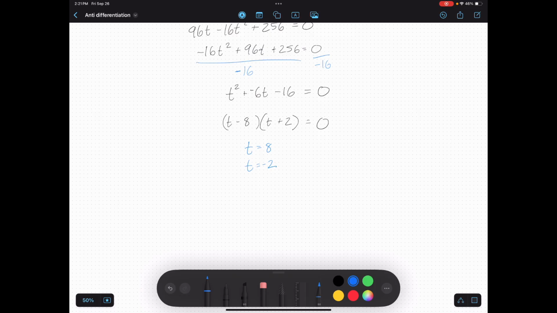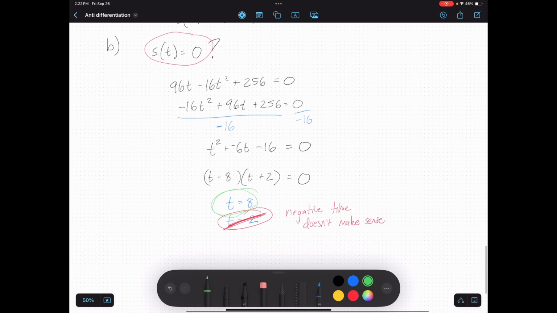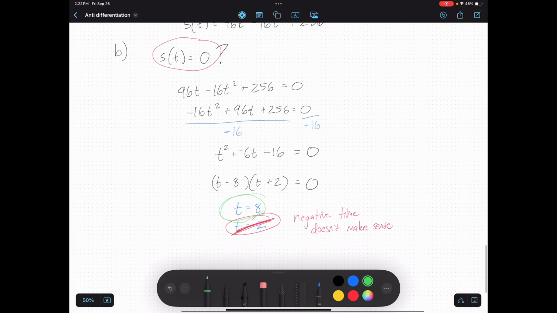So which solution do I use? Well, hopefully you can quickly realize that we are not going to use that negative solution. Why? Because negative time doesn't make sense. So instead, we're going to use that solution. It takes 8 seconds before the position is equal to 0, before the ball hits the ground.